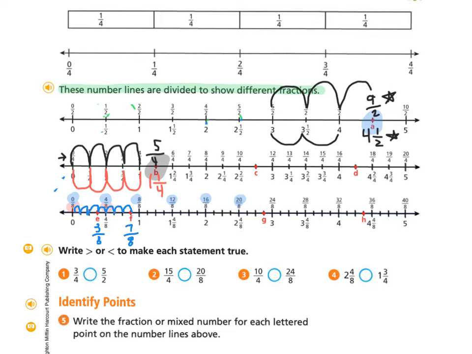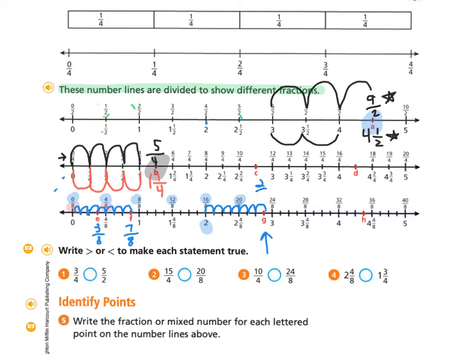Let's continue on and see if we can identify where G is on our number line. I'm going to skip ahead all the way up to 2, and let's start counting by eighths. So you can see at the top I have 16/8, so we're going to count with our improper fractions first. So 16/8, 17/8, 18/8, 19/8, 20/8, 21/8, 22/8, 23/8.